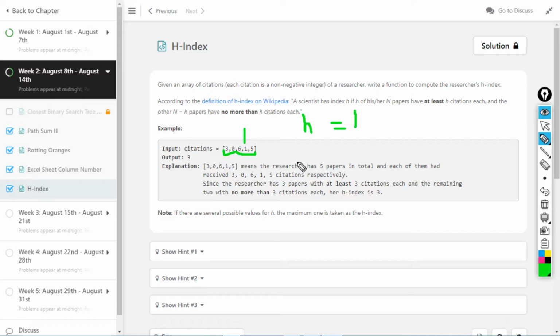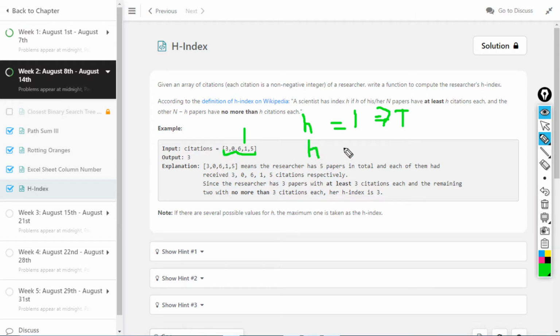Now there should be at least one paper which has more than or equal to this credential. In this case the condition is true because 4 papers have more than or equal to 1 credential. So this is true, and till now our H index is 1. We will not check for smaller values, we will not check for 0. After this we will check for 3.